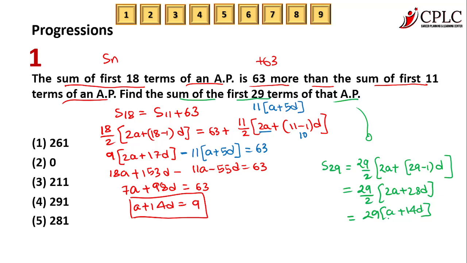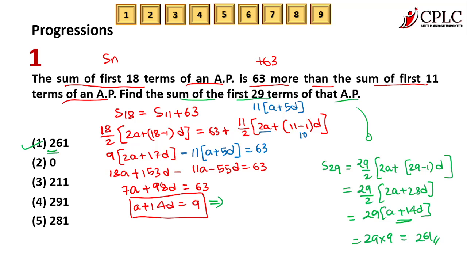And now comes the best part. A plus 14D is something that we already know, which is 9. So all we have to do is 29 into 9, which is, I think, 261. Yeah, 261, which is answer option 1, straight away. So as I said, pretty straightforward question. All you have to do is understand the question, remember the formula, substitute the values, and solve it correctly without making a mistake, and you get your answer in no time, literally. So that's the first question. Answer is 261, which is answer option 1.